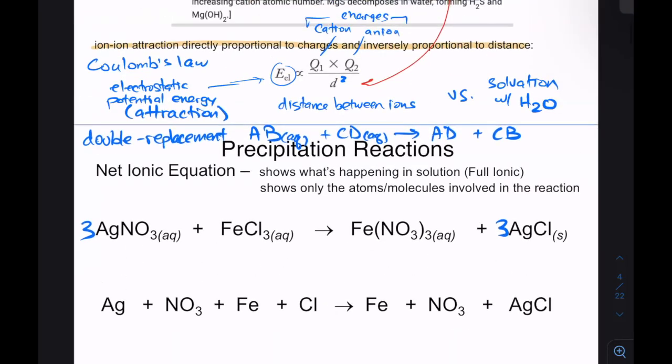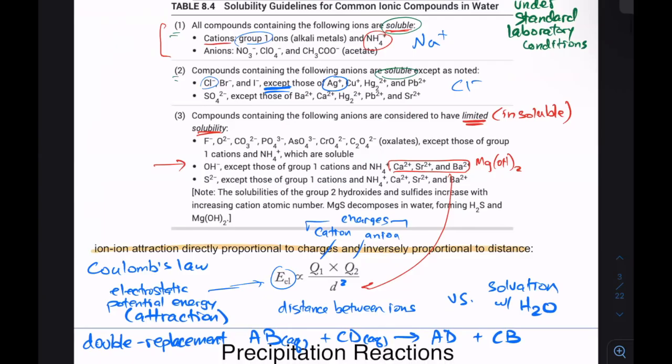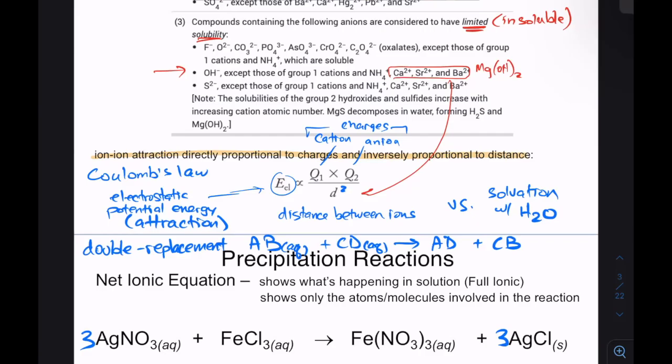And then you can go and look at the solubility guidelines and ask, should this be soluble or should it be insoluble? Especially if you do this mixture and you find that one of them is solid. If something precipitates, that means one of these is going to be in aqueous solution and the other one probably formed a solid. You can consult the solubility guidelines to tell you which one of those two, AD or CB, formed the solid.